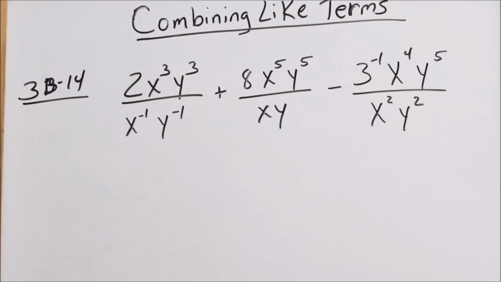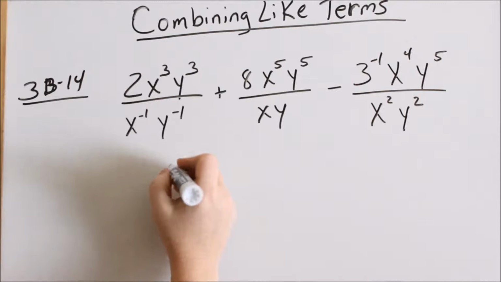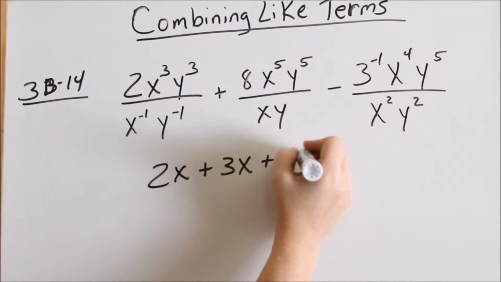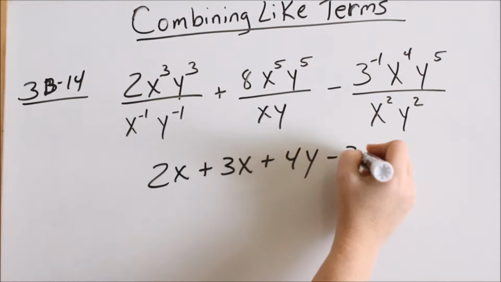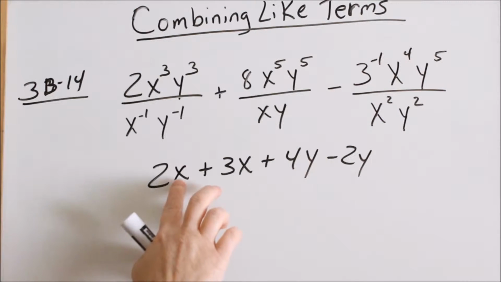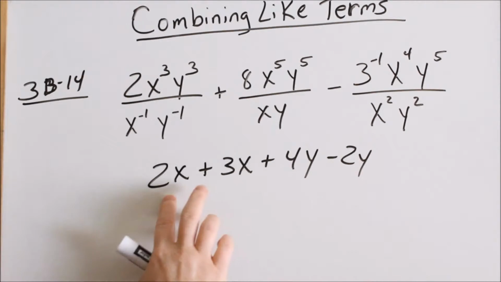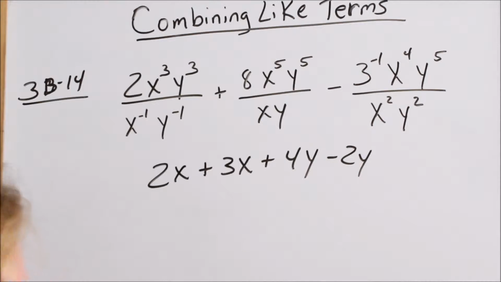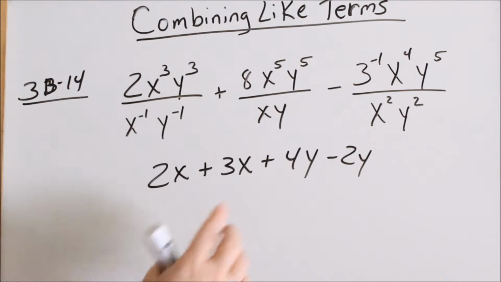Okay, we're gonna be combining like terms in algebra. You combine like terms when you have something like 2x plus 3x plus 4y minus 2y. You can only combine x's to x's and y's to y's. 2x plus 3x is 5x, 4y minus 2y is 2y. You cannot combine x's to y's. So we're gonna be doing the same thing. Your terms have to be exactly alike in order for you to combine them, okay?